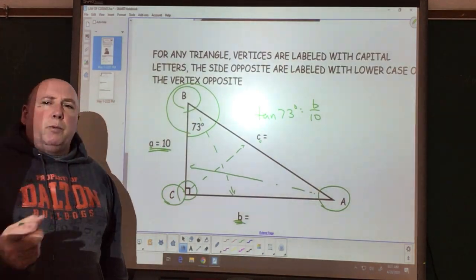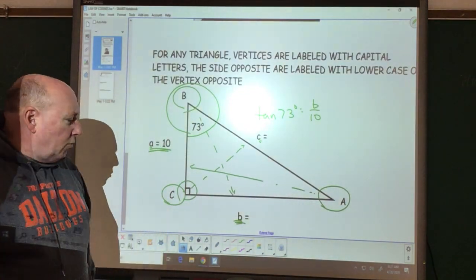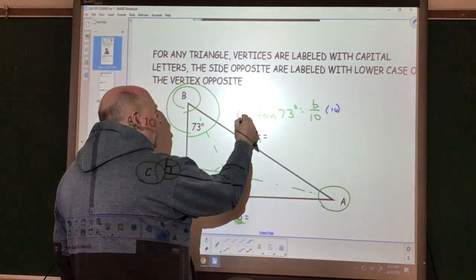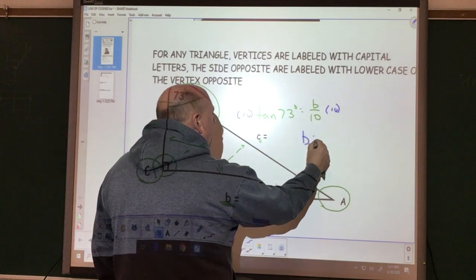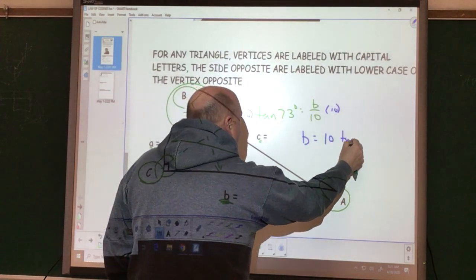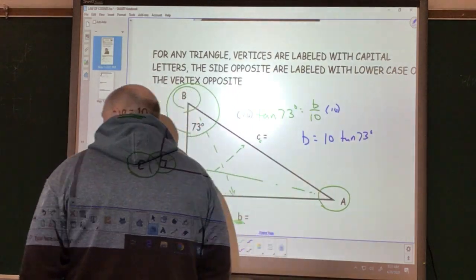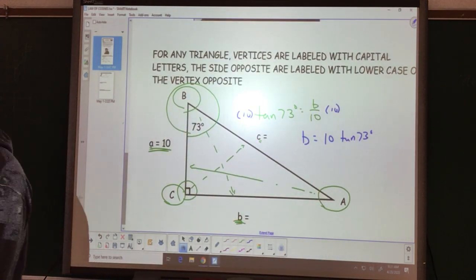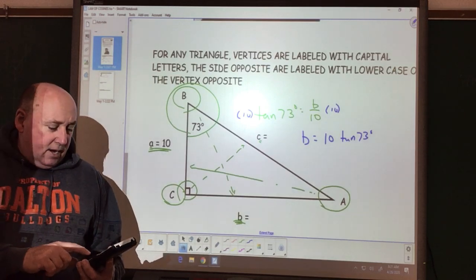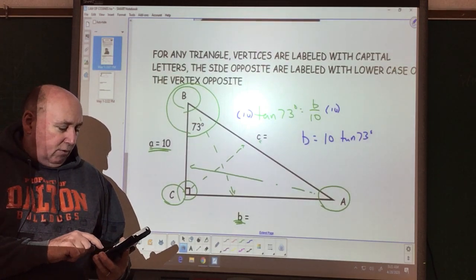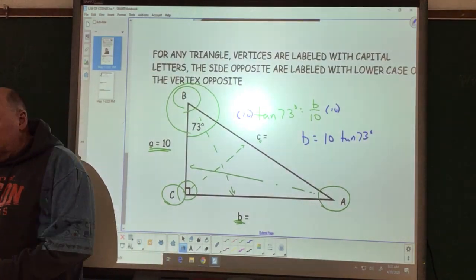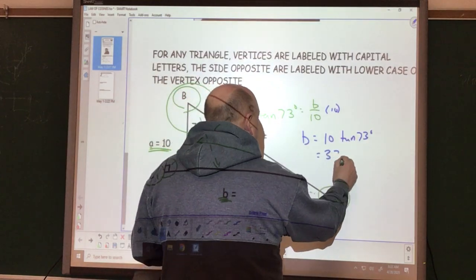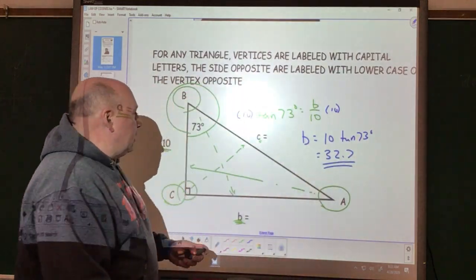And we've solved these problems. We did this in January when we were working through these triangle problems. We can solve this by multiplying both sides by a value of 10. So we have b is equal to 10 times the tangent of 73 degrees. And if I would click and clack that through my calculator, we have 10 tangent of 73. We get 32.7 units. So that is the length of little b.